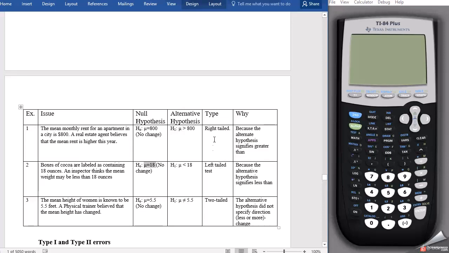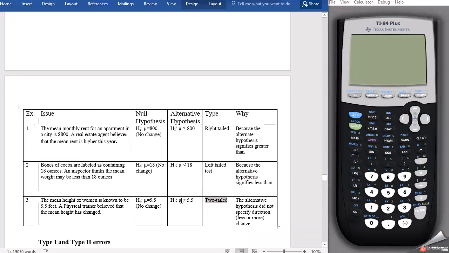So both the right-tailed and the left-tailed test are what we call one-tailed tests. All right. If you look at number 3, you are going to see that it is slightly different from the two above. Okay, the height of women is known to be 5.5 feet. A physical trainer believes that the mean height has changed. So the key word is changed here. We don't know whether it's less or more. So we call this a two-tailed test because it could be less, it could be more.